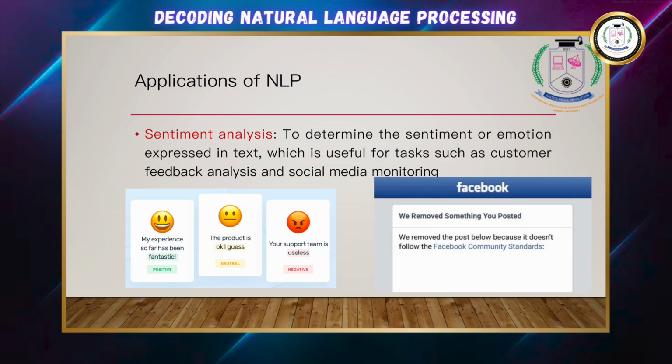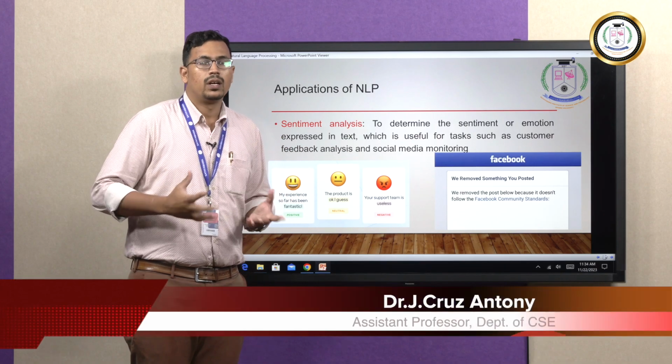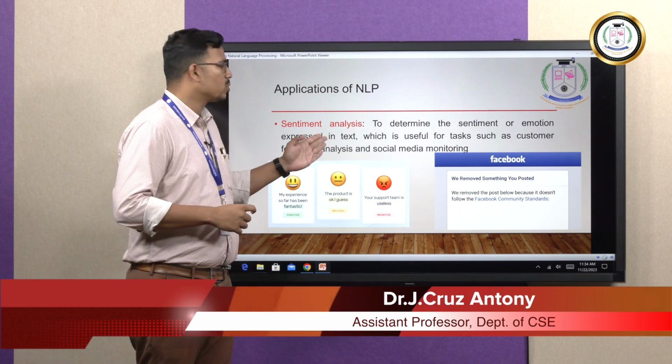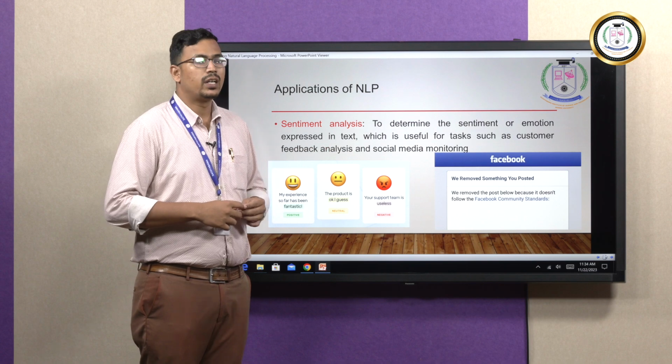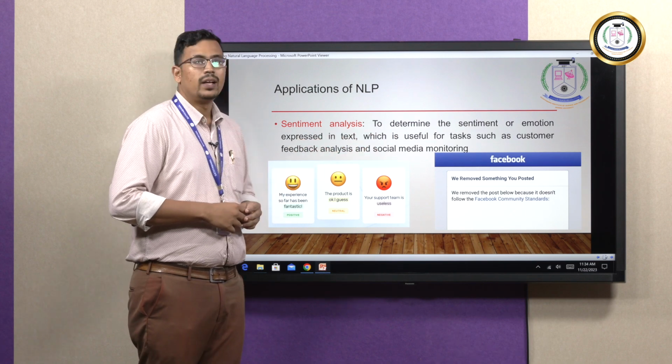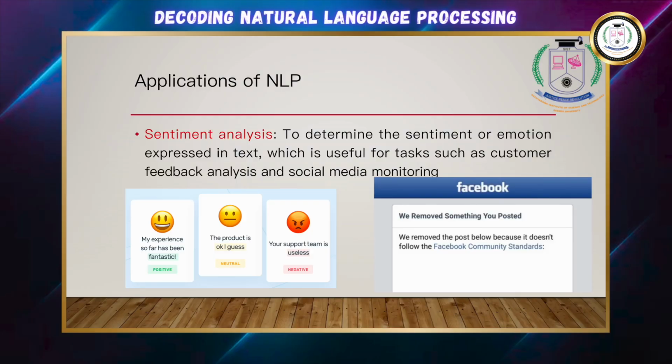Now we will talk about various applications of natural language processing. I have taken a few important and popular applications. The foremost popular one is sentiment analysis. Sentiment analysis is used to determine the sentiment or emotion expressed in text, which is useful for tasks such as customer feedback analysis and social media monitoring.